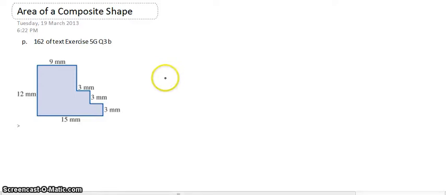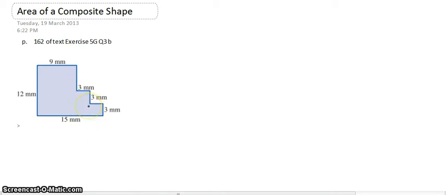Okay, so here we have another composite shape in which we need to find the total area of it. And looking at this particular composite shape, we can see it's got rectangular features. It can make a rectangle at about here, down if we extended this line down, and another rectangle here if we extended this line down, so this little rectangle here.